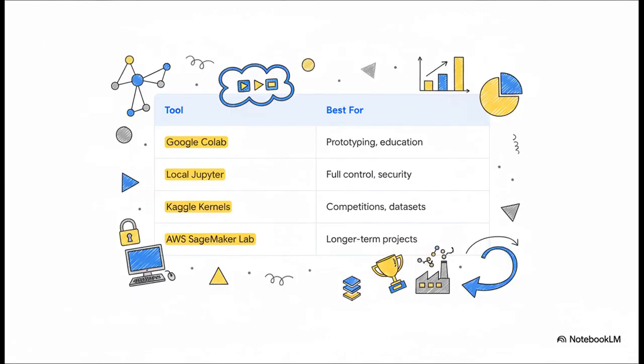So let's just pull back and look at the whole landscape. This really makes it clear. Google Colab? It's the undisputed champion for prototyping and for education. It's just so easy to start. If you need absolute control and security, nothing beats a local setup. Doing a machine learning competition? You're going to want to be on Kaggle, right next to the data. And for longer-term projects where you need that storage, AWS SageMaker is a super strong contender.